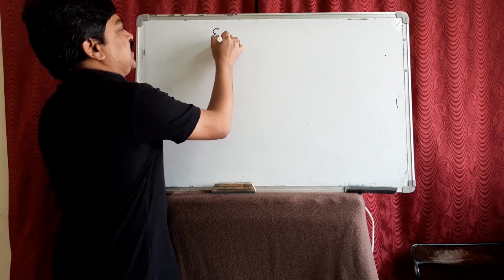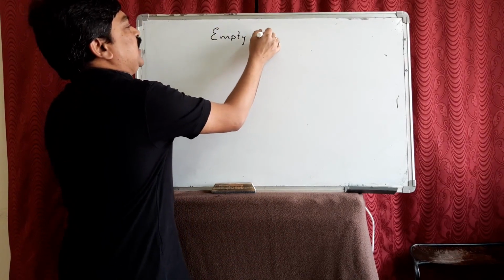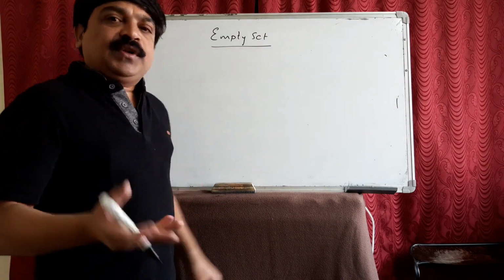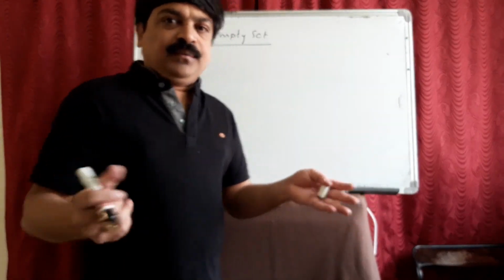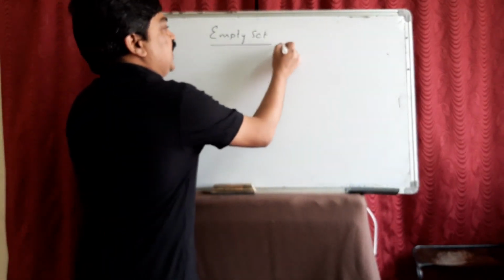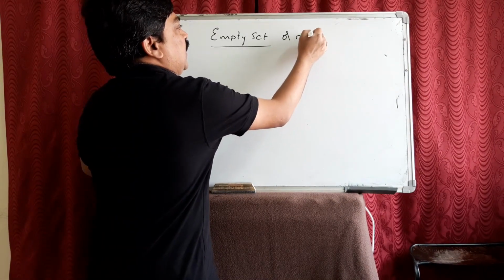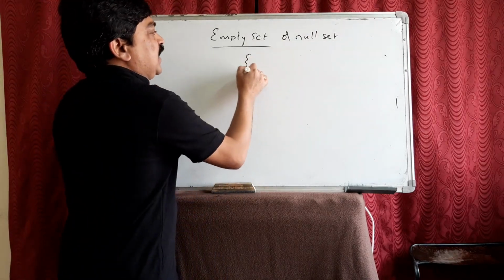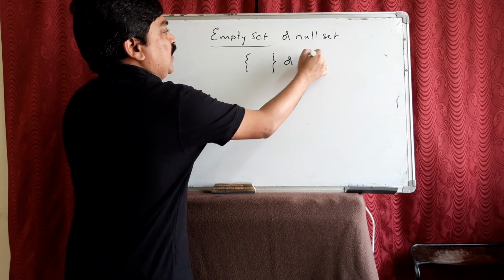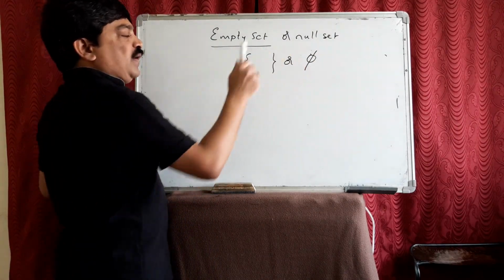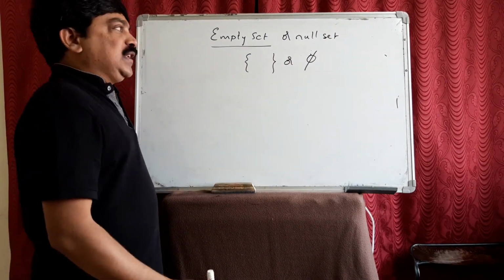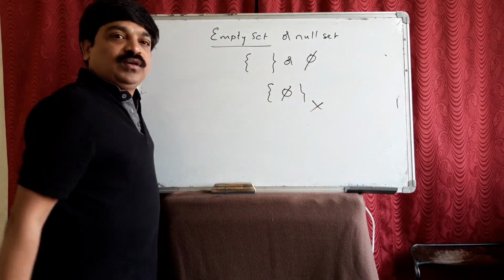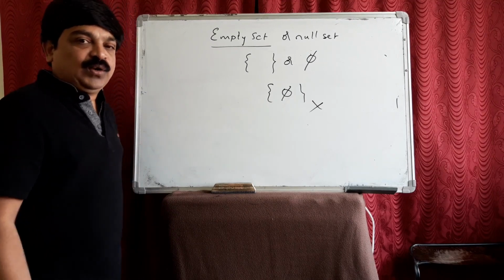One is empty set. The definition is easy, but the representation when you write this is very important. Empty set is nothing but the set containing no elements. If the set contains no elements, we call it a null set also. It can be represented like this or this. This is called phi, and it is a null set. But writing both together is wrong. We should not write like that.